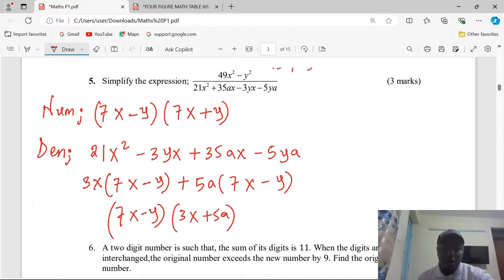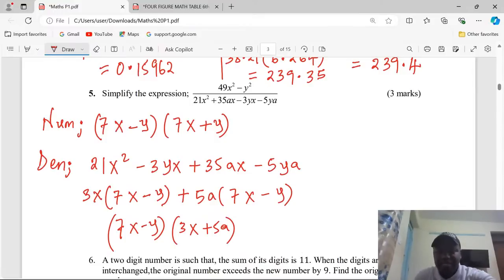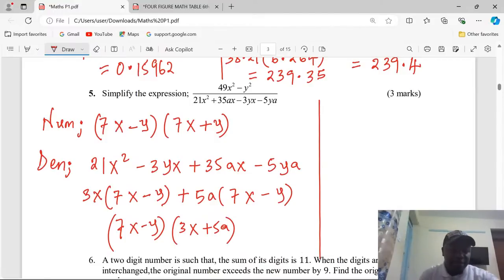At this point now, we can combine the numerator and the denominator.